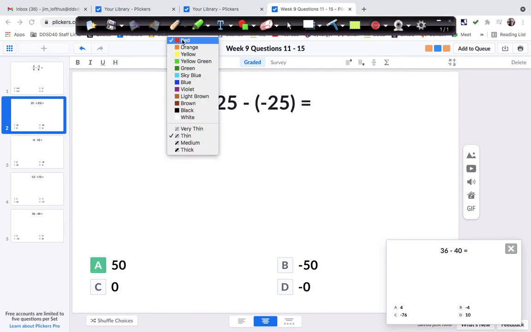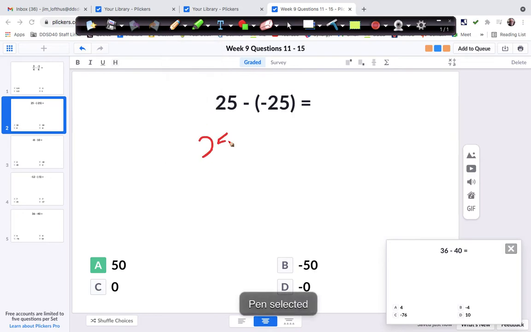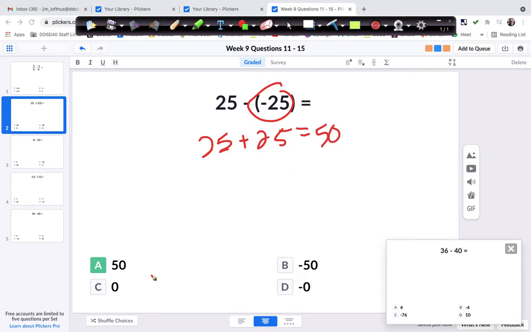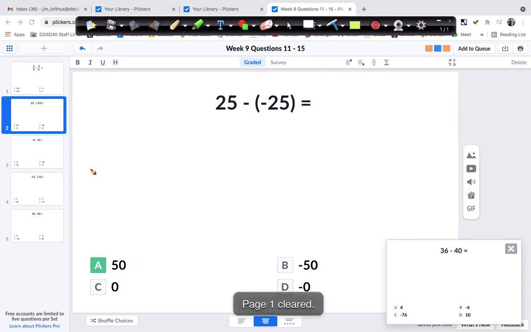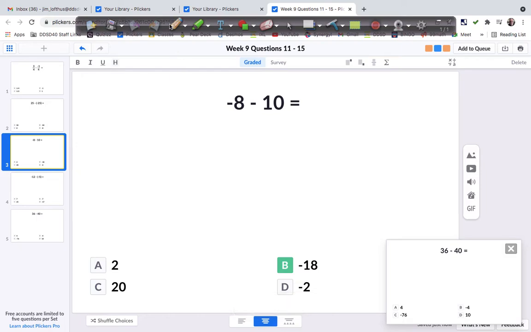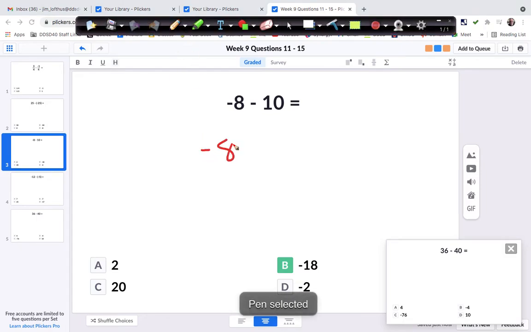$25. We start with this amount, 25, and from it we take a negative 25. We don't have 25 negatives, but we can see it as an addition of the opposite of this. The opposite of negative 25 is 25, and that equals 50. Negative 8 plus the opposite of this. The opposite of 10 is negative 10. Negative plus negative is even more negative.